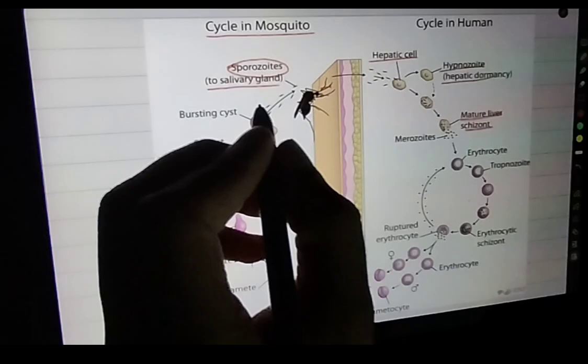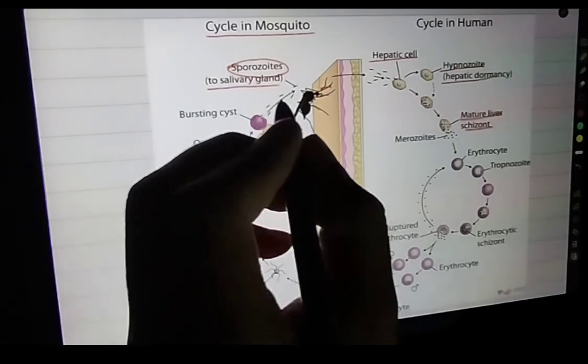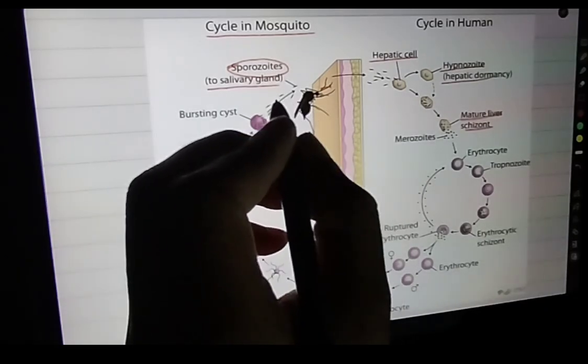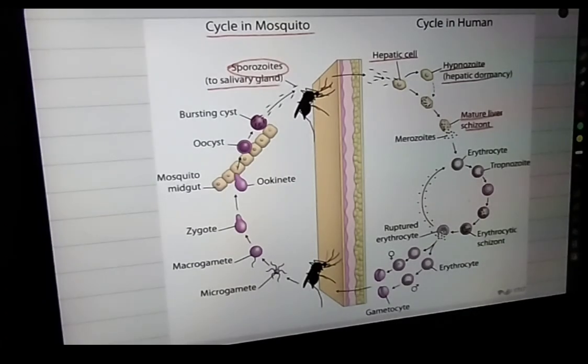So in this video we are seeing the life cycle of the malarial parasite, that is Plasmodium. There are 5 Plasmodium species: Plasmodium vivax, Plasmodium malariae, Plasmodium ovale, Plasmodium falciparum, which is the most severe, and the newly discovered Plasmodium knowlesi, which rarely exists in India.